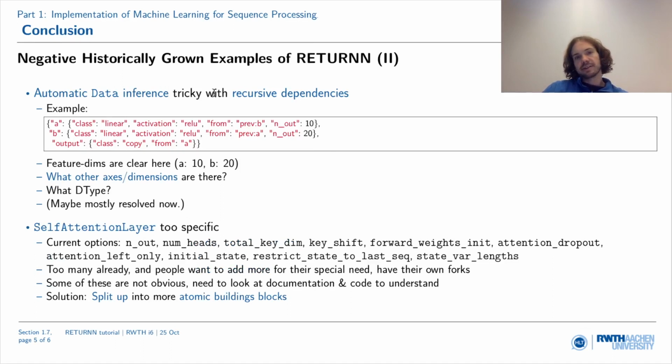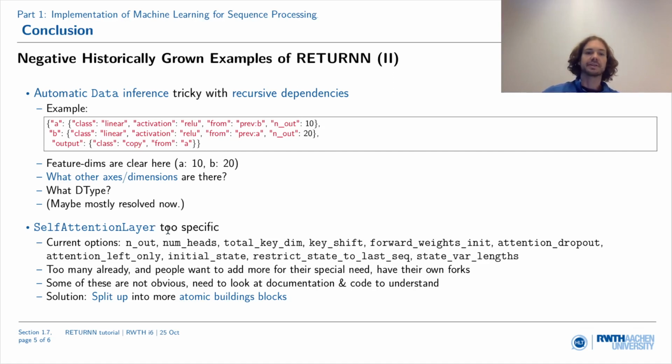Then there is the automatic data inference, especially in a recurrent layer, where you can define it here. The output depends on this A, and this A depends on prev B, and B depends on A, so you have circular dependencies. The feature dimension is clear in this example, but what's not clear is what the axes or dimensions are. It could have another dimension which is not specified here, or what's the data type. This is mostly resolved nowadays because we have some reasonable defaults which make exactly this example work and behave like you would expect. It would use float32, not integer, and there would be no other axis, which is maybe what you would expect.